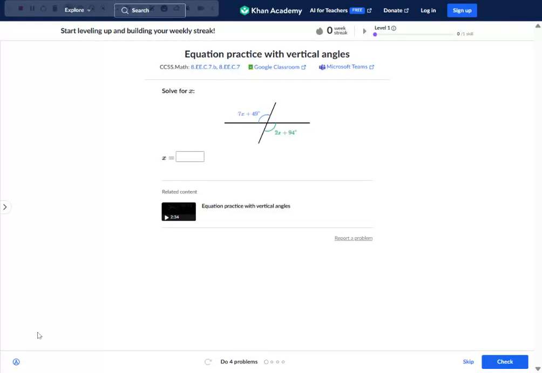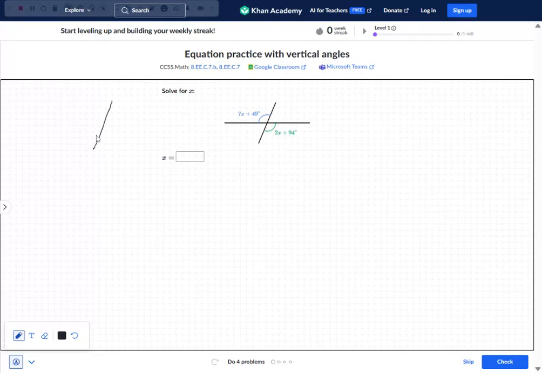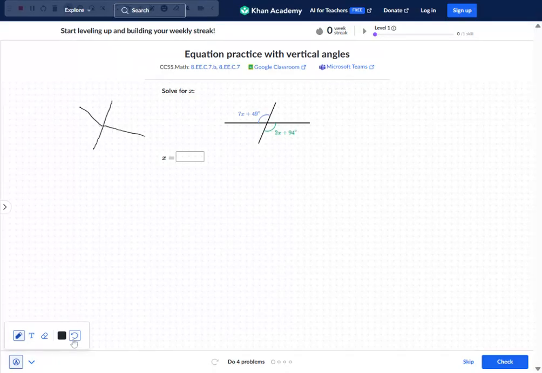All right, we're going to look at another 2.2 Khan Academy homework topic, which was equation practice with vertical angles. By now, hopefully we're a little more familiar with recognizing vertical angles, especially with that last homework where, if it wasn't a straight line, if it's kind of crooked, they're not going to be vertical angles. You can tell those are not congruent. So we've got to have straight lines.